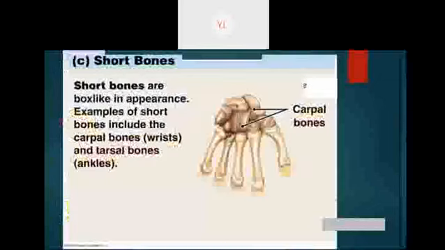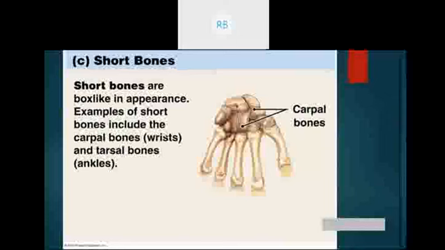Done, ma'am. Okay, short bones. These short bones appear box type. All of this you can see is box type. The appearance of short bones is like a box. The examples of short bones are carpal bones. Ma'am, your voice is not coming. Can you hear now? Am I audible now? Yes, ma'am.